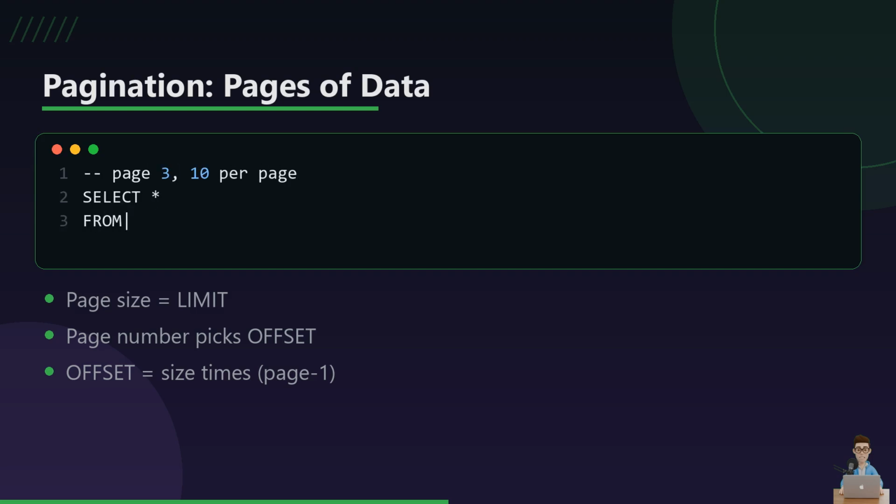Here's the trick that ties it together. A web page shows maybe 10 items, so LIMIT is 10. To get page 3, you skip the first 2 pages, that's 20 rows, so OFFSET is 20. The formula is OFFSET equals page size times page number minus 1.